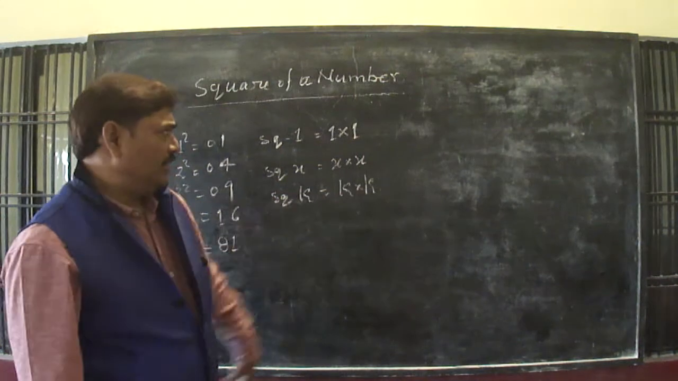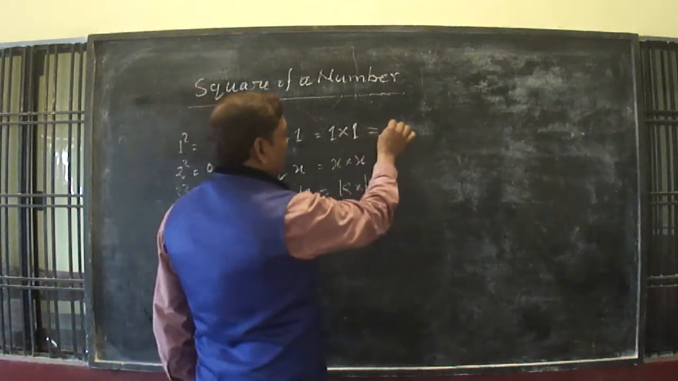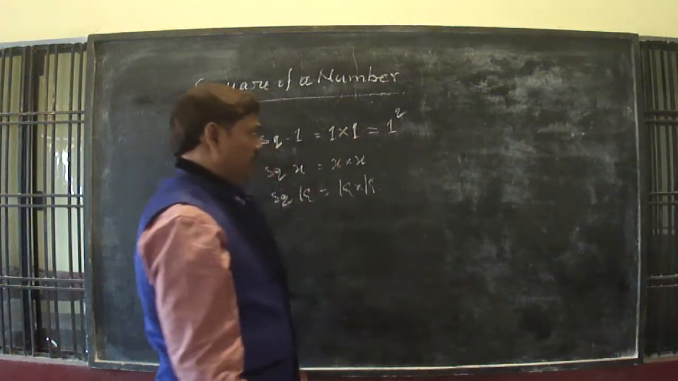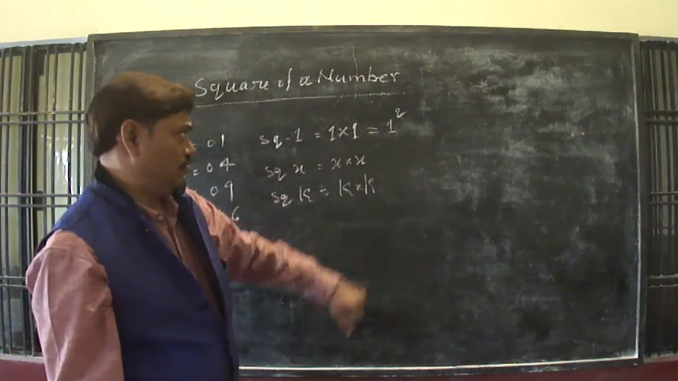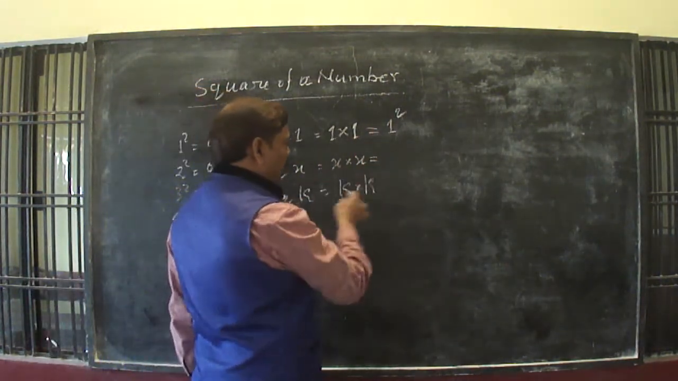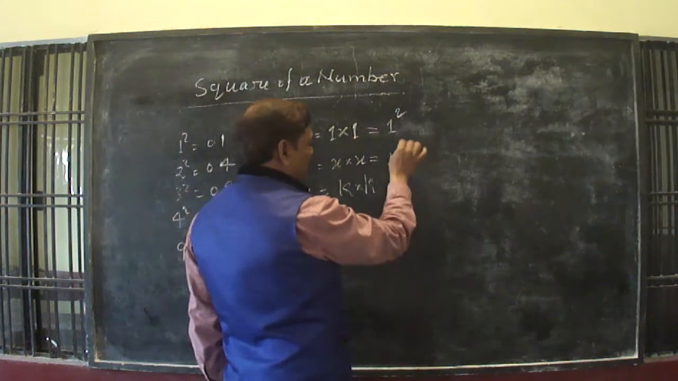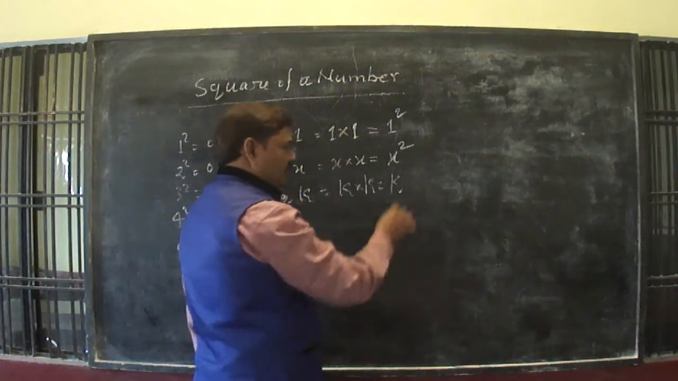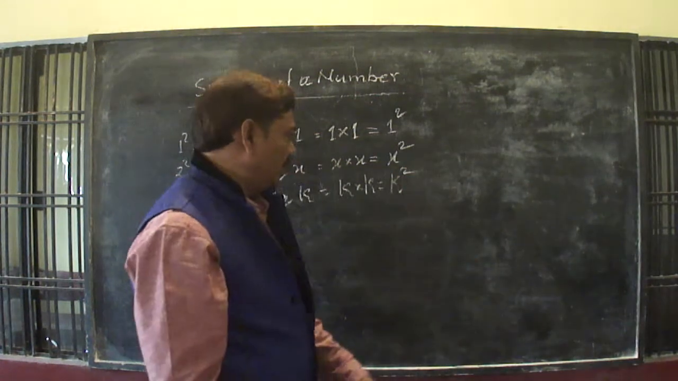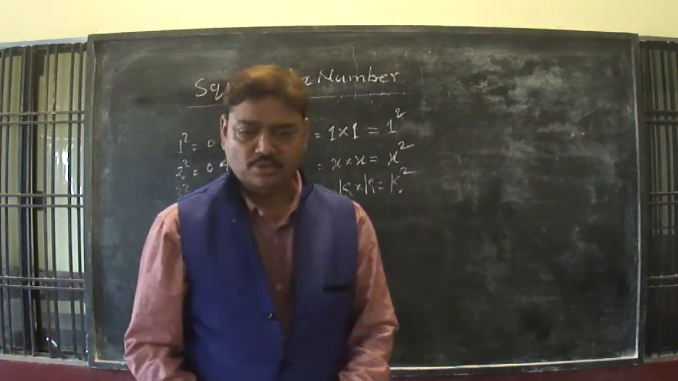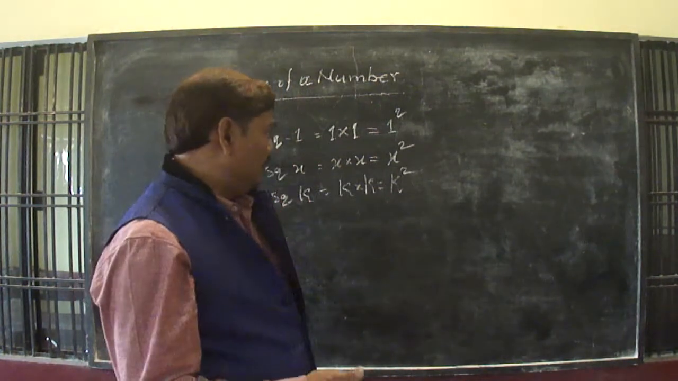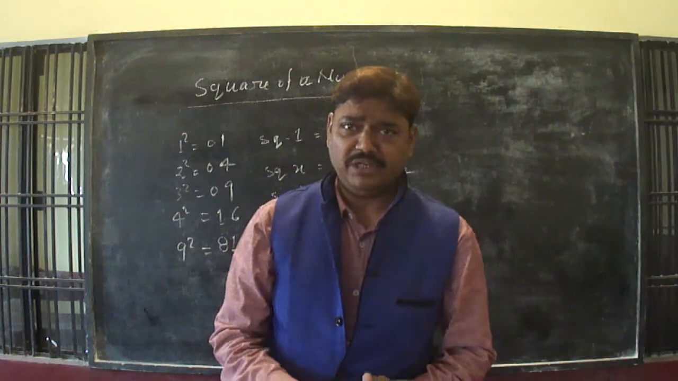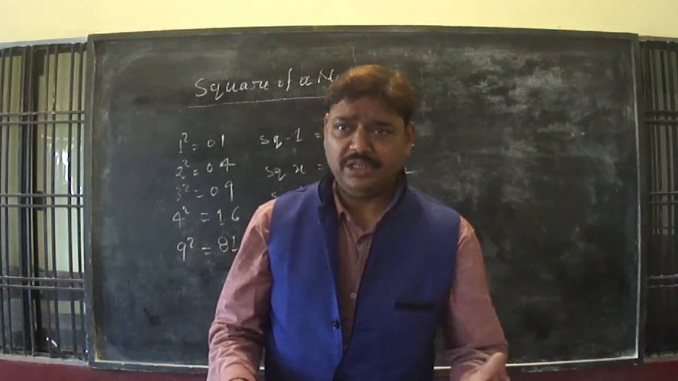Then square of a number is written as we raise the power 2. So 1 raised to power 2. Similarly, square of x is written as x raised to power 2. Square of a constant we write k raised to power 2. Square means we write the number or a constant or a variable by raising a power 2.